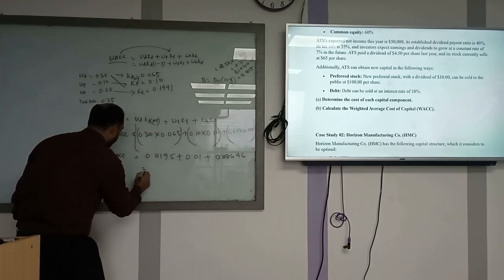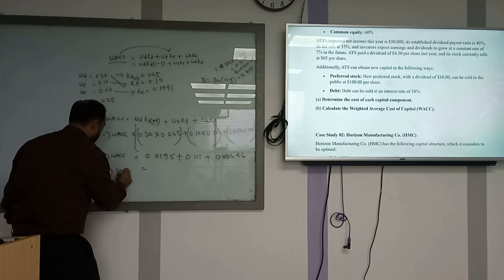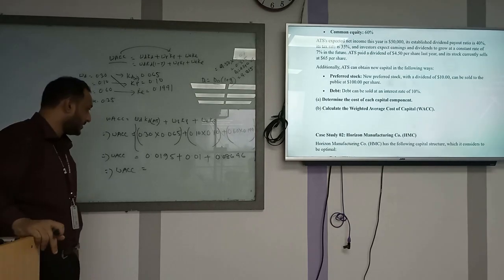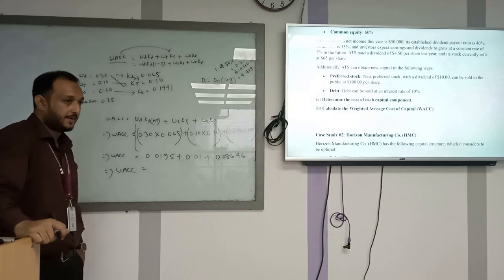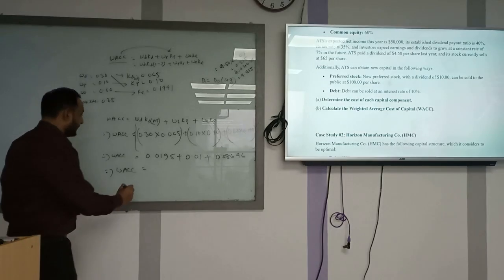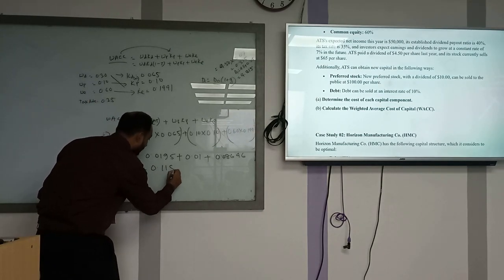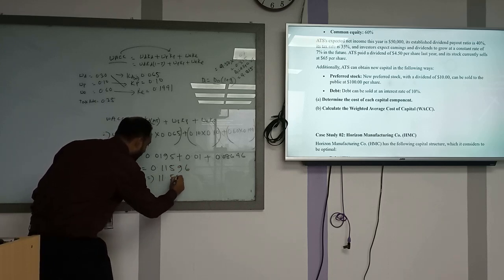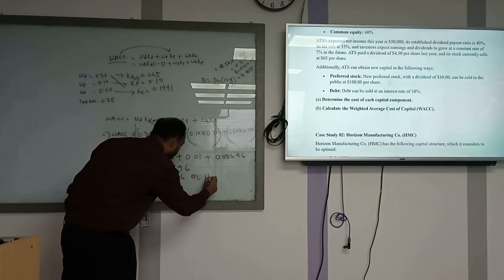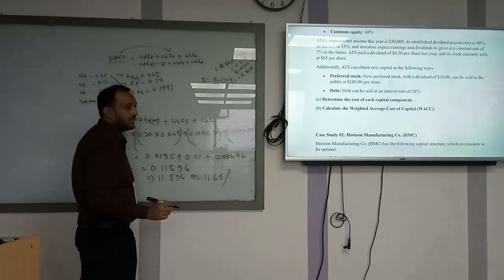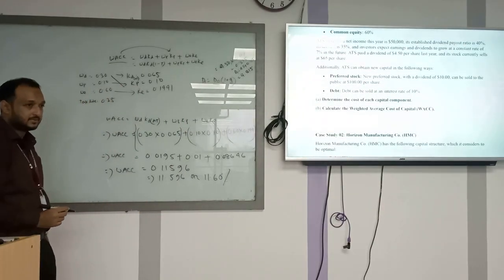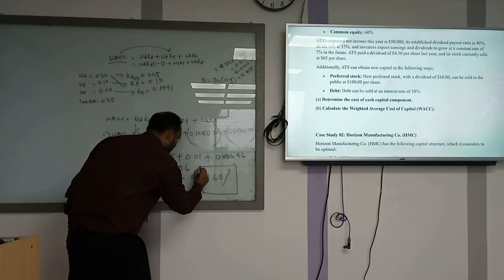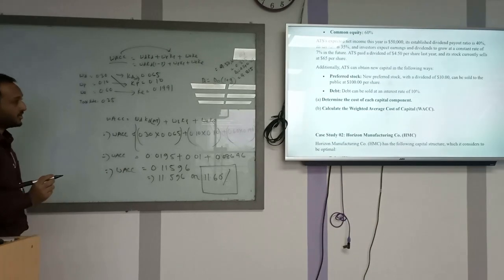0.08646. So what is the summation? 0.0195 plus 0.01 plus 0.08646 equals 0.11596, so that means 11.596%, or 11.60% if I round it up. So that is going to be the WACC, weighted average cost of capital.